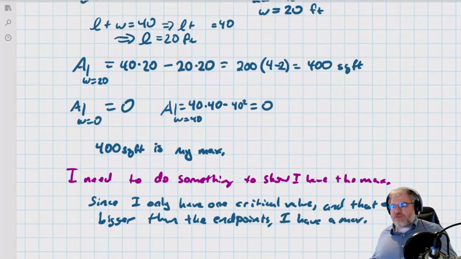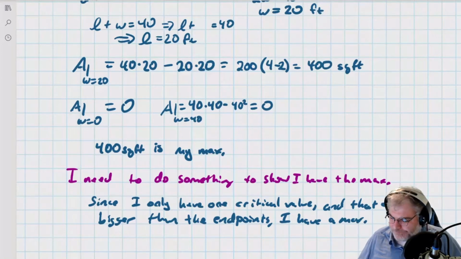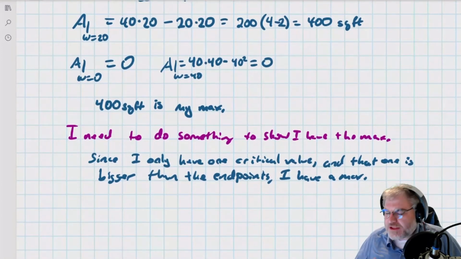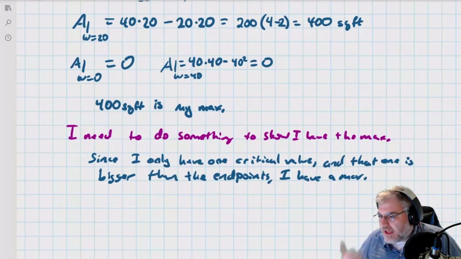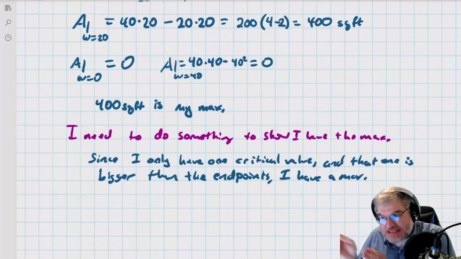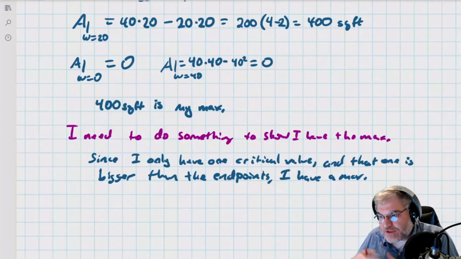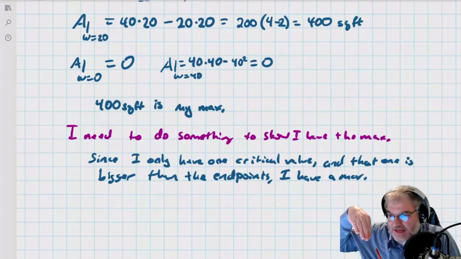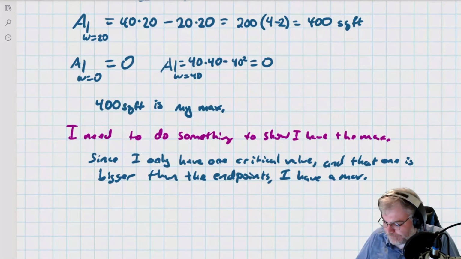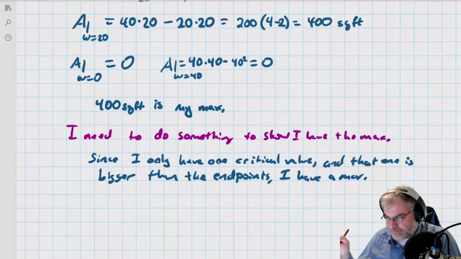1 to 5, how do we feel about that little gesture? I have to make a little gesture. I need to do something to show that I have the max. I either need to check all my endpoints, which you should be doing anyway, or I need to compare the left and the right sides with the first derivative test, or I need to do a second derivative and find out that it's concave down, in which case, I've got it. So I need to make a gesture.